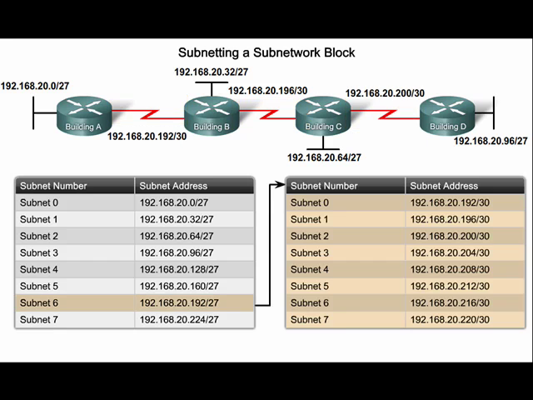VLSM enables network engineers to borrow a more appropriate amount of bits to more closely match the number of host addresses needed. In this graphic, you can see that subnet 6 has been further subnetted into 8 additional sub-subnets, each with only 2 host addresses. These small blocks of addresses can be applied to the WAN links that only require 2 host addresses. This method makes sure that host addresses are used more efficiently.